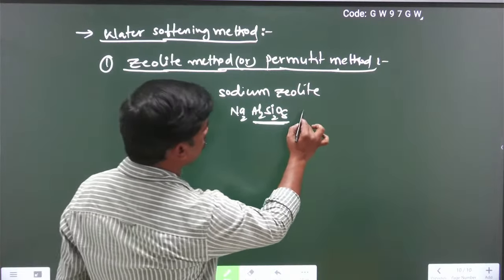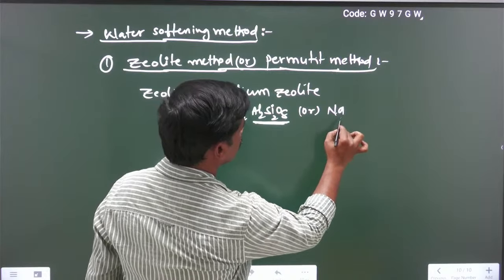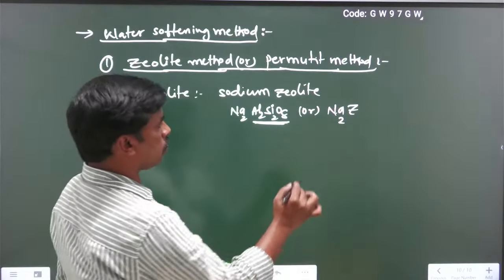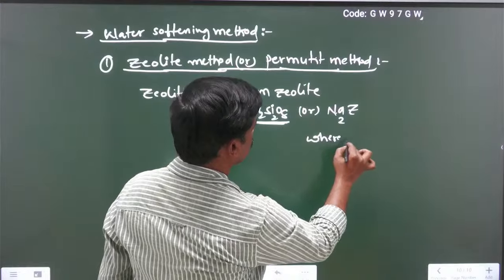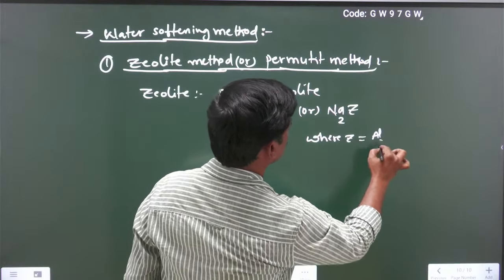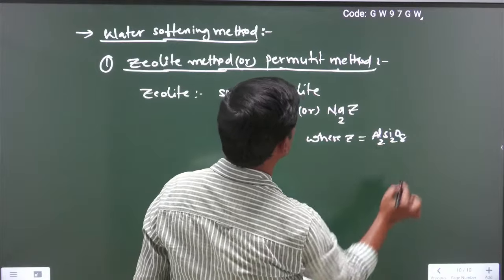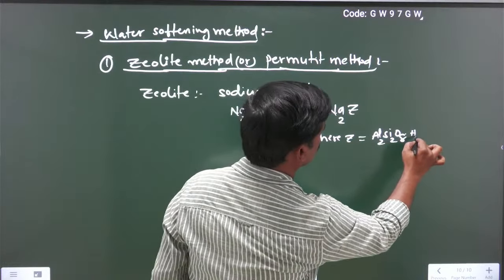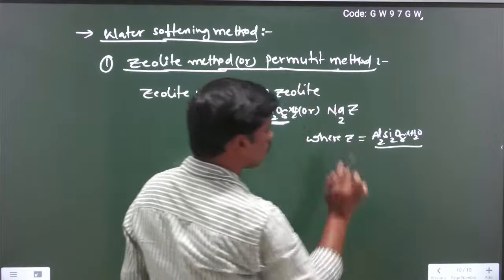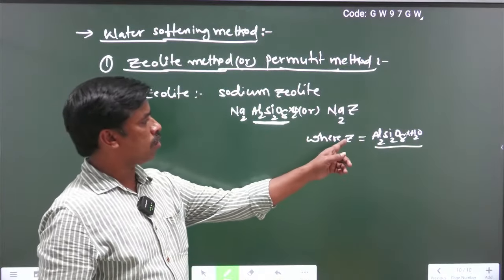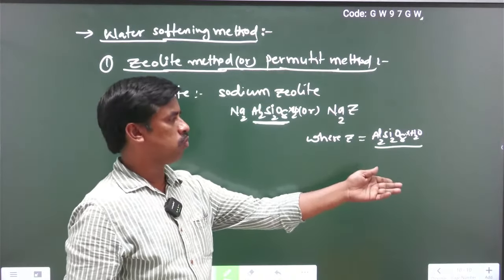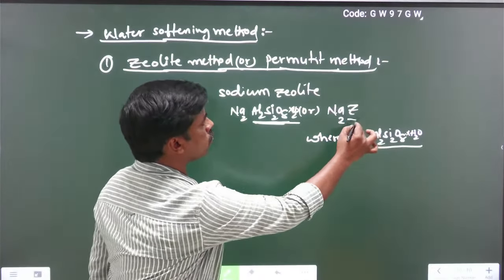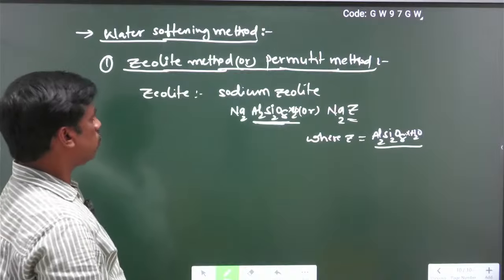Na2 is written as it is, and zeolite is written as Z, where Z is equal to Al2Si2O8 and also xH2O. Every time we don't write the formula Na2Al2Si2O8xH2O, because it is somewhat difficult during the chemical reaction. This complete term is treated as Z.